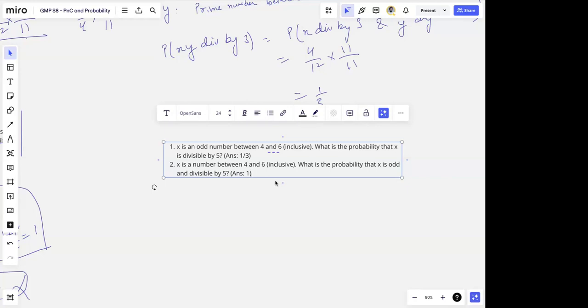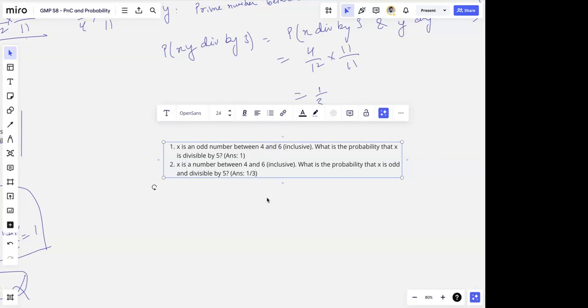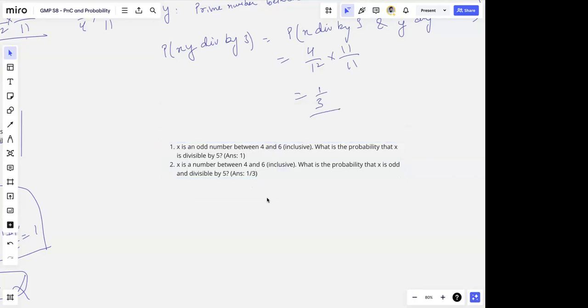I think the first one is 1 and the next one is 1 by 3. Okay, I'm getting with that. Sure, because in the second one X can be any number between 4 and 6. Then it's introducing that, then it's narrowing down what's the probability of X. It just should be odd and divisible by 5.